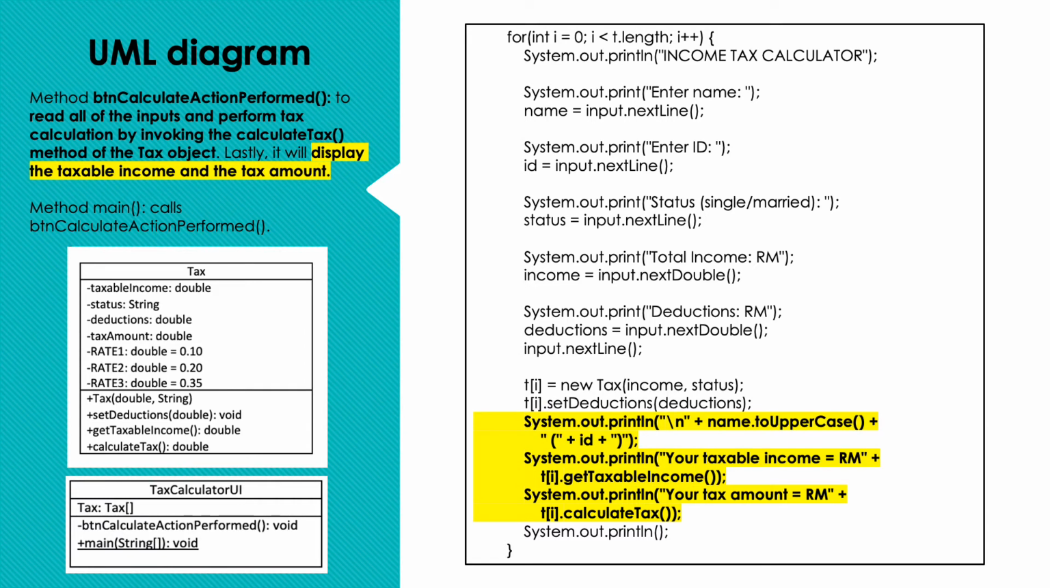And the last part inside buttonCalculateActionPerform, we need to display the taxable income and the tax amount. So the first one in the output, it needs to display the name and also the ID. So I just use the System.out.println, display the name and then the ID. And then to get the taxable income, I would have to call the getTaxableIncome. So I wrote it as t[i].getTaxableIncome. And then as before, it displays your tax amount by calling t[i].calculateTax.